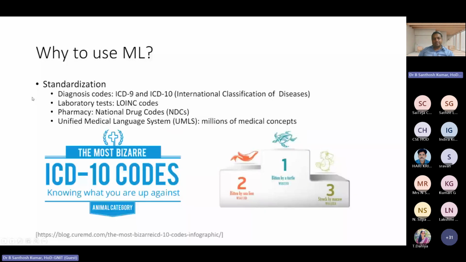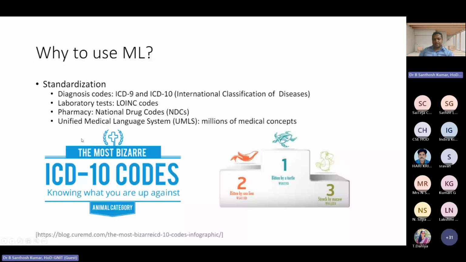So we have to maintain some standardization. It means diagnostic codes, then laboratory tests, then pharmacy national drug codes, then the Unified Medical Language System. Suppose you want to check whether you are affected by diabetes, you have to take the fasting test, and also check the hemoglobin sugar level. Then they may check the urine glucose level also. So like that, there are some standard tests.